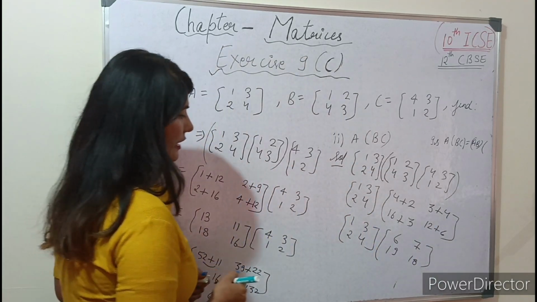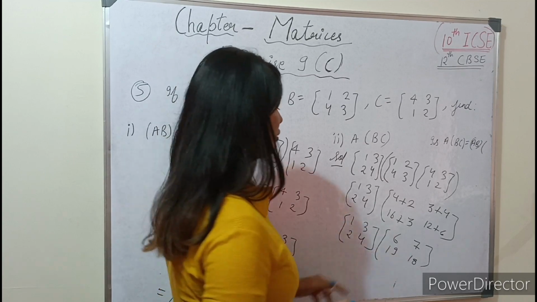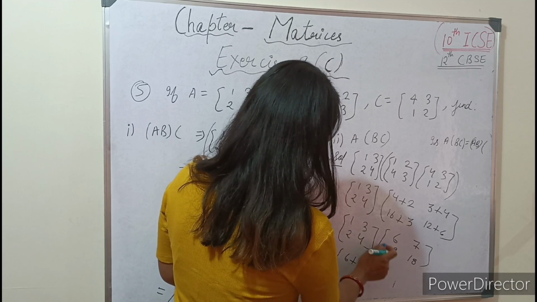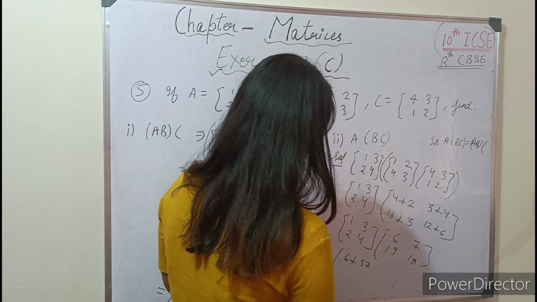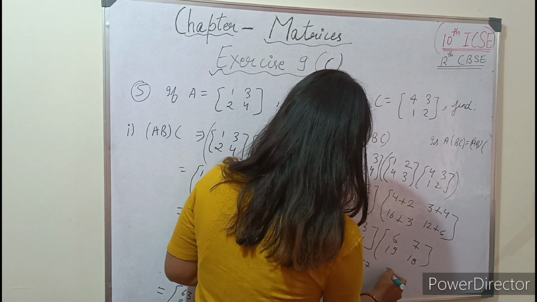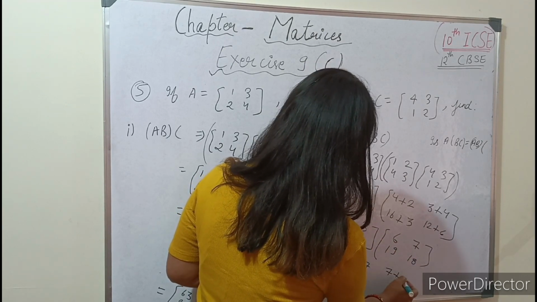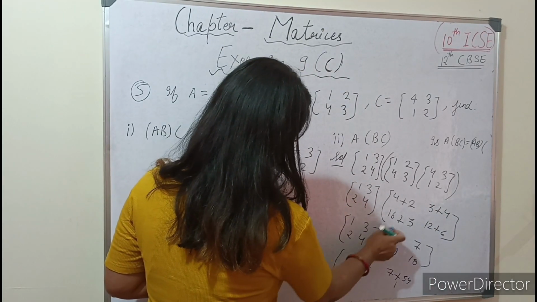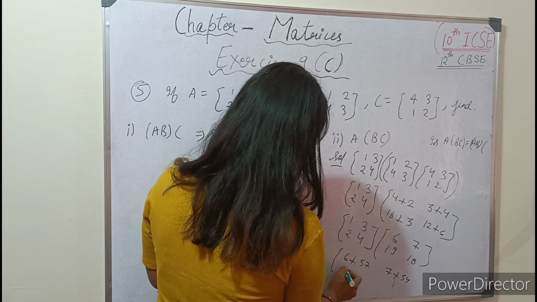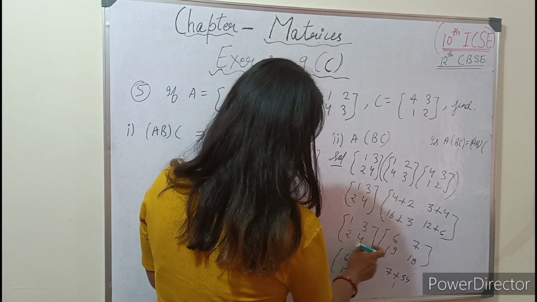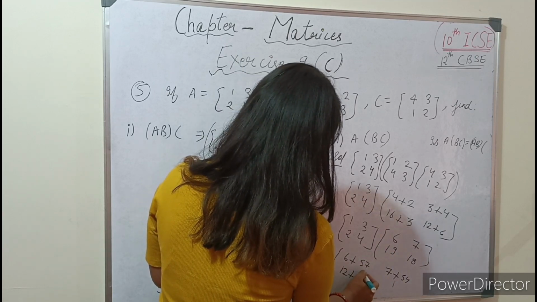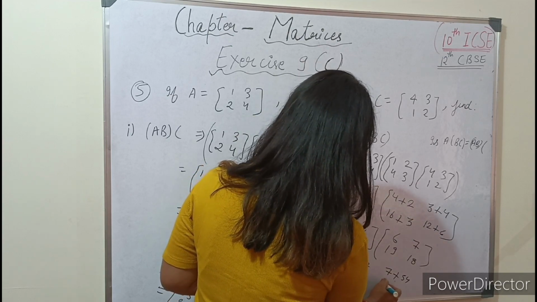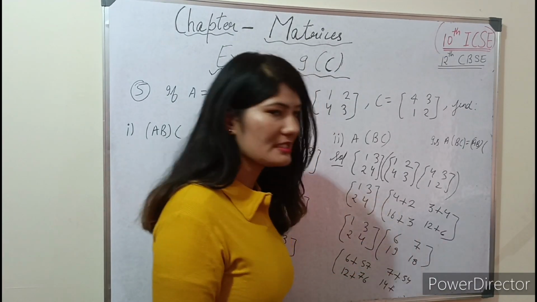Right. Now the last step again, you need to multiply row by column. So 1 multiplied by 6 is 6 plus 3 multiplied by 19 is 57. Right. Now 1 multiplied by 7 is 7 plus 3 multiplied by 18 is 54. In the similar way, second row multiplied by the first column. 2 multiplied by 6 is 12 and 4 multiplied by 19 is 76. Same here, 2 multiplied by 7 is 14 plus 4 multiplied by 18 is 72.